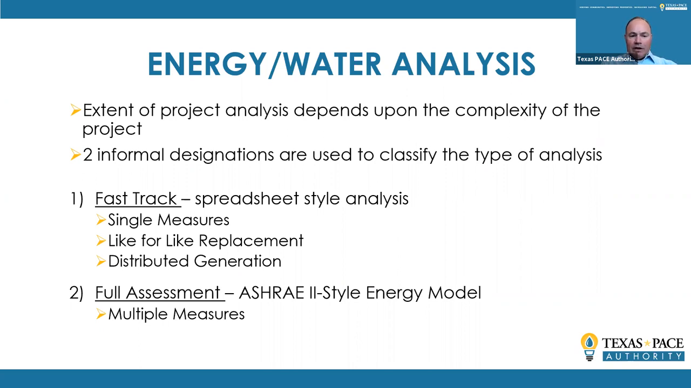And then the second, a full assessment. This is where you have an existing building with multiple measures that are being addressed at one time, and there are dependencies. So if you replace lighting, for example, and the new lighting puts off less heat than the old lighting, then there's going to be an impact there to the cooling load and how you model the need for cooling or heating. So that's an ASHRAE Level 2 type analysis, very commonly done in the heating, ventilation, air conditioning world. And that would be appropriate for a more complicated, comprehensive project.